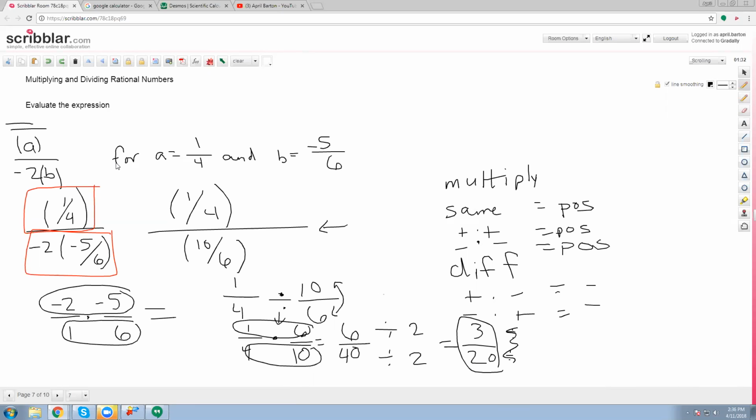Any questions on the multiplying and dividing rational functions, or sorry, numbers?